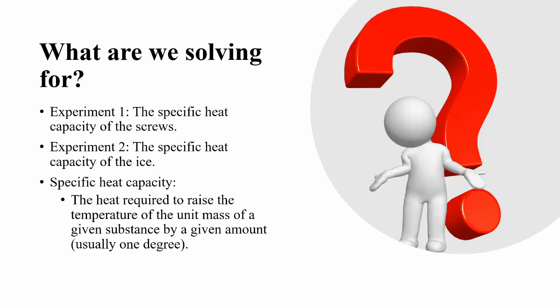We will be solving for the specific heat capacity of the screws in experiment 1 and the ice in experiment 2. Specific heat capacity is the heat required to raise the temperature of the unit mass of a given substance by a given amount, which is usually 1 degree. In this experiment, specific heat capacity is the heat in kilojoules required to raise 1 kilogram of the substance by 1 degree Celsius.